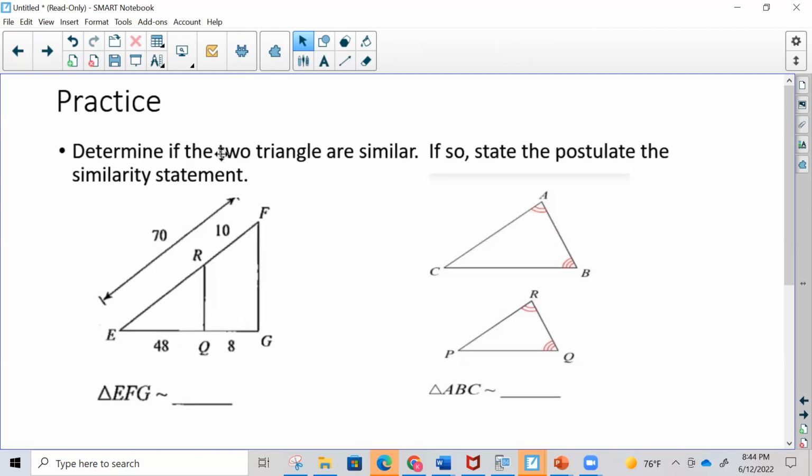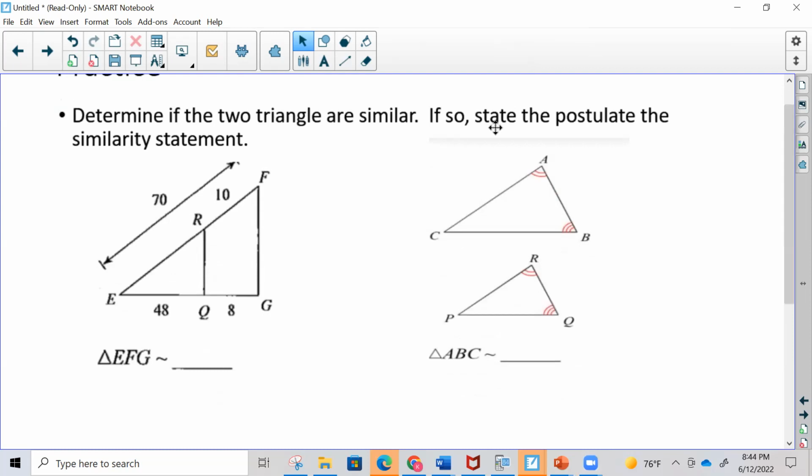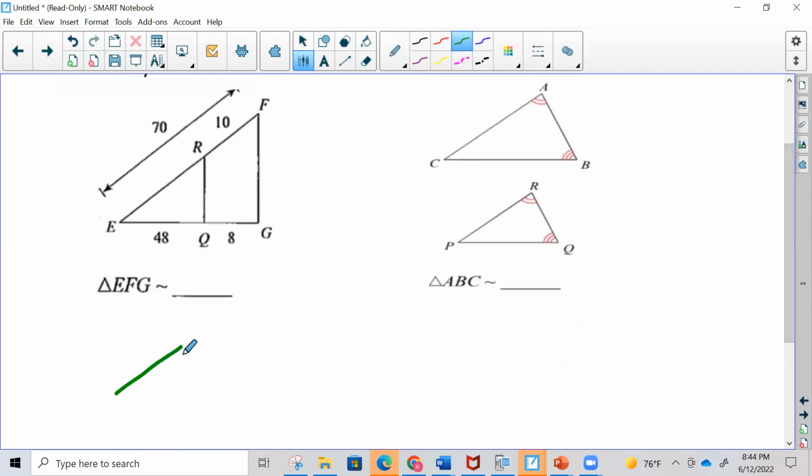Okay, so a few more. Determine if the two triangles are similar. If so, state the postulate and the similarity statement. Okay, this is the hardest one because you need to compare the triangles. So I would redraw them separate. So I have this little triangle ERQ, and most people can see that. This is 48. I don't have this side.